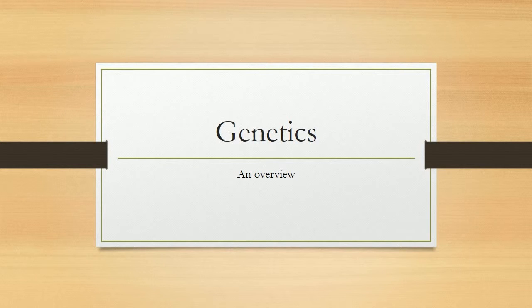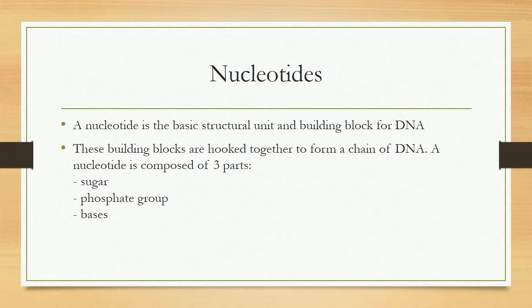Genetics. An overview. Nucleotides. A nucleotide is the basic structural unit and building block for DNA. These building blocks are hooked together to form a chain of DNA. A nucleotide is composed of 3 parts: sugar, phosphate group, bases.